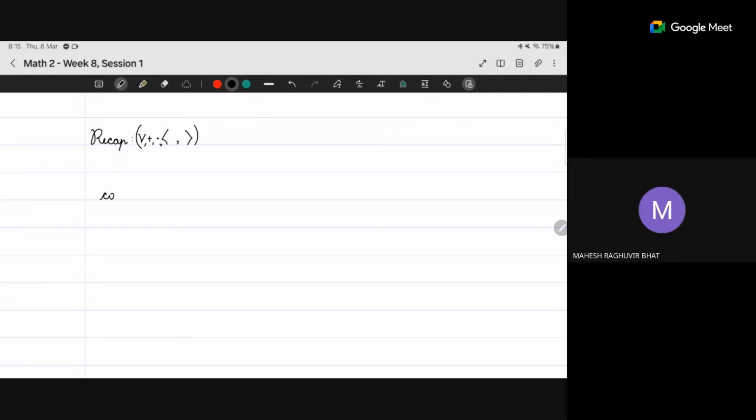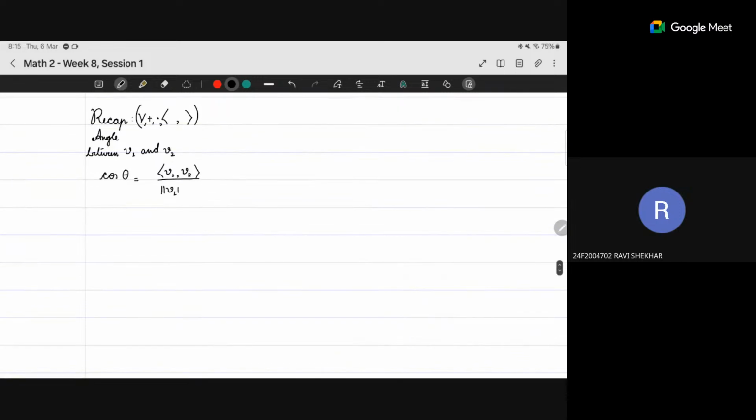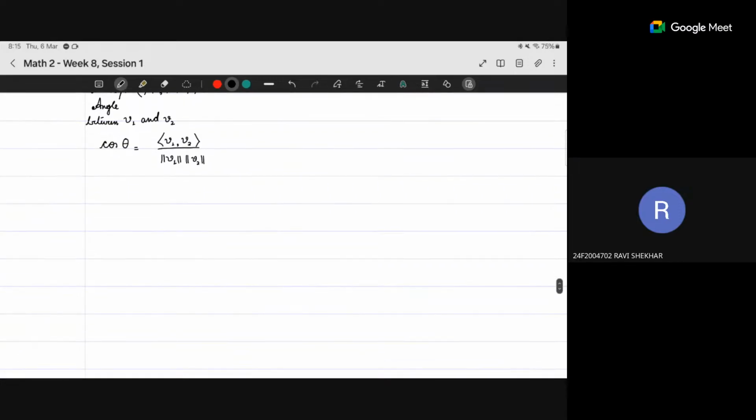Now, what is the angle? This is something that we had seen last time. What is the angle between, let's say, vectors V1 and V2? Do you remember the formula for cos theta? Yes, V1 dot V2 divided by the norm of V1 and the norm of V2. V1 dot V2 is in the specific dot product case, but in general, it is the inner product of V1, V2 divided by the norm of V1 times the norm of V2. So this is what we had already seen last time.